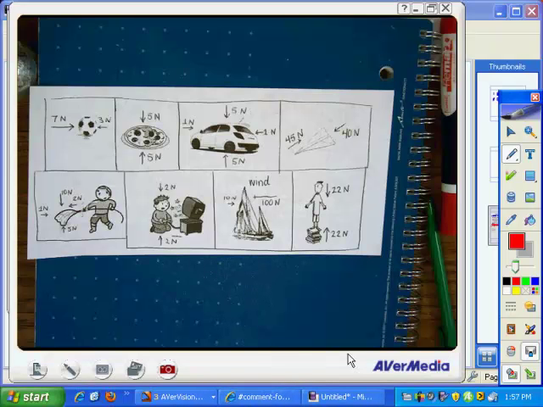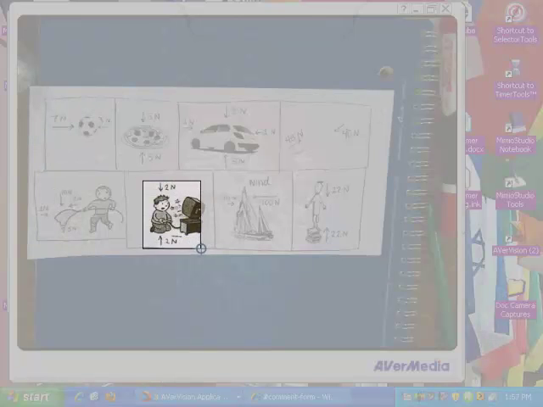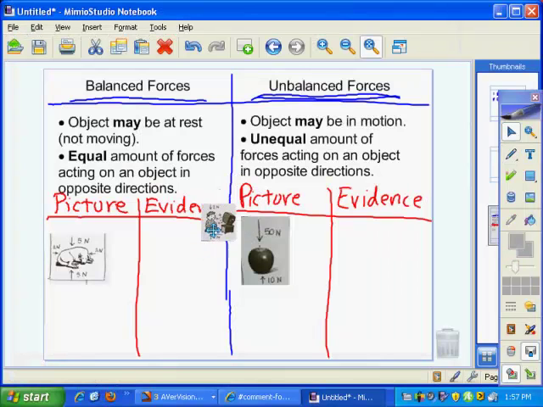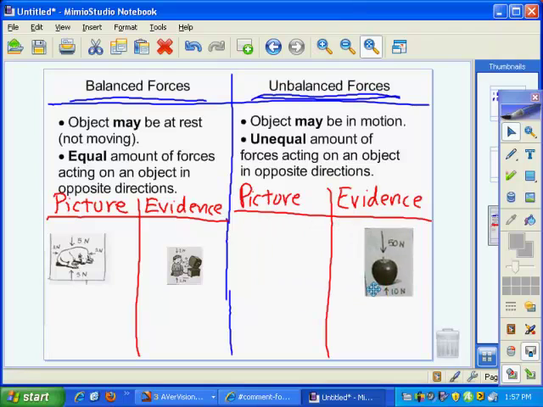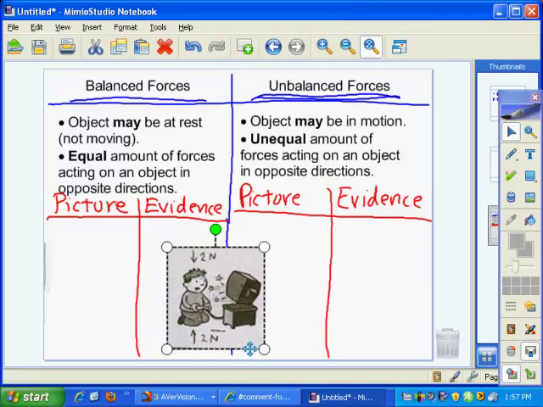So what you guys are going to get is a sheet of pictures. Let me explain. You're seeing my dock camera of my desk. You're going to get a sheet of pictures, and you're going to cut out all of them. So let's cut out this kid hanging out and playing video games. And once you cut them out, you're going to decide, is this balanced or unbalanced? This one in particular, 2 newtons acting down, 2 newtons acting up. Is it balanced or unbalanced?